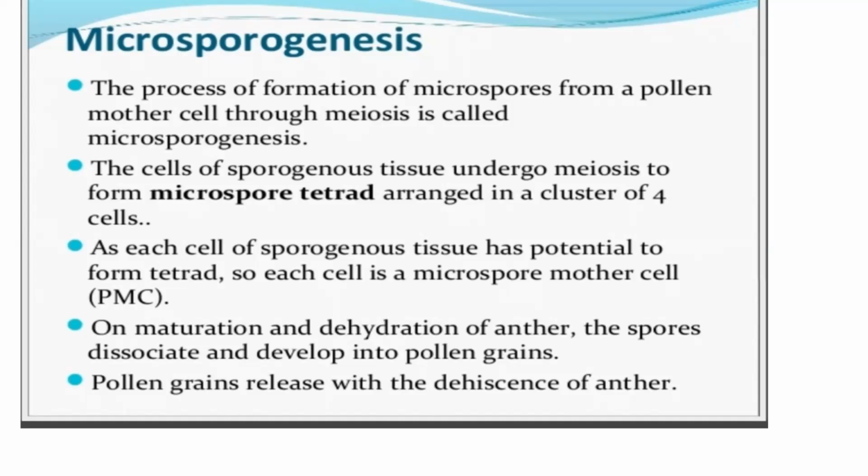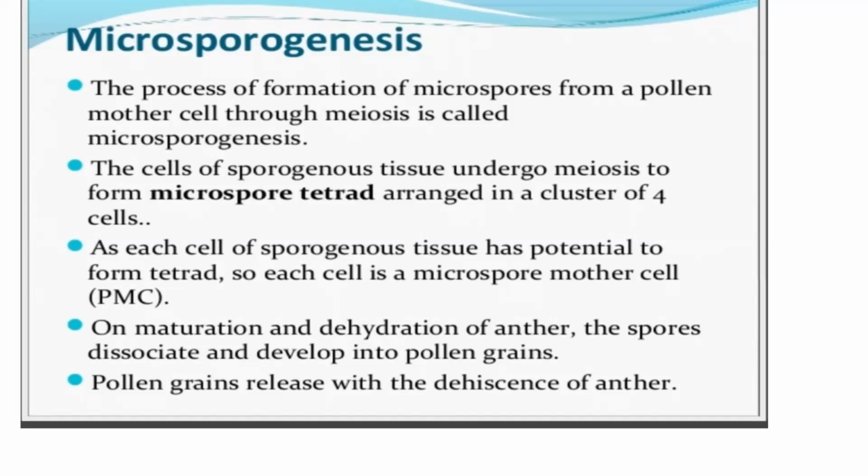It will undergo only 2 divisions. As the result of the first division, 2 cells are formed: a large vegetative cell and a small generative cell. This is the first division. The formation of microspores from a pollen mother cell through meiosis is called microsporogenesis.